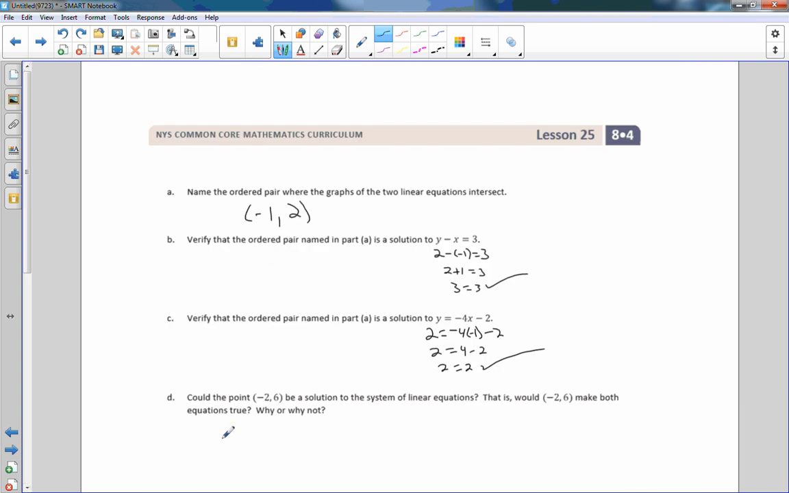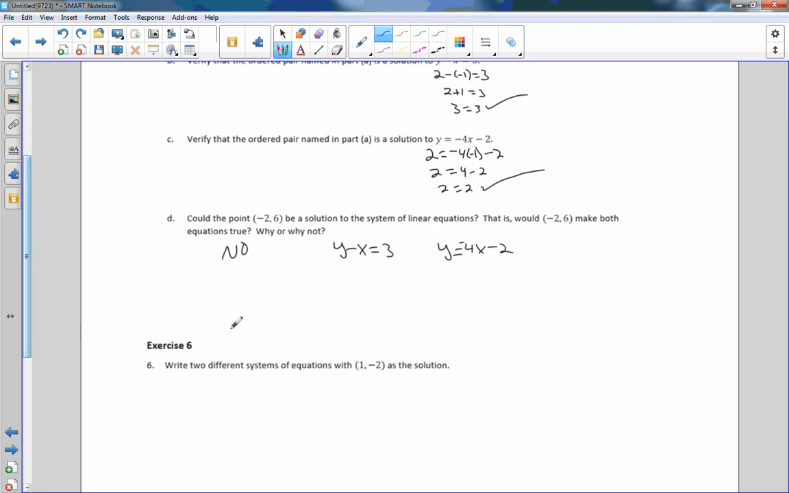Okay? So the answer is no. And to verify that, I'd say y minus x equals 3, and y equals negative 4x minus 2. Substitute in the point negative 2, 6. So y is 6 minus a negative 2 equals 3. 6 plus 2 is 8 equals 3. No, it doesn't.